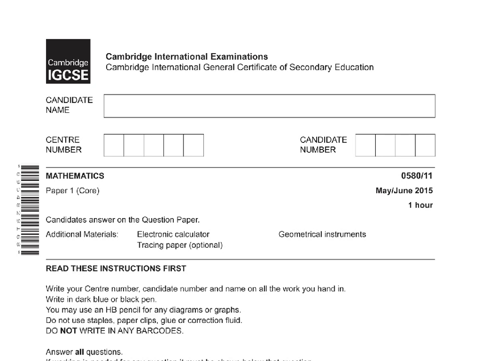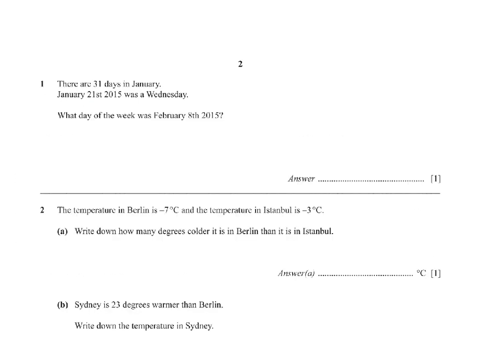Okay, let's turn the page and go to the first question. There are 31 days in January, and in January the 21st was a Wednesday. What day of the week was February the 8th, 2015? Now there are several ways you can do that. Of course, if you have time, you could draw a little calendar here, 21, 22, 23, up to 31. But you can also realize that from the 21st to the 31st, those are 10 days. And then how many more days in Feb? The 8th. So another 8 days. So in total, those are 18 days.